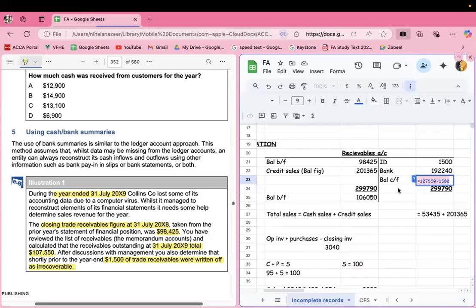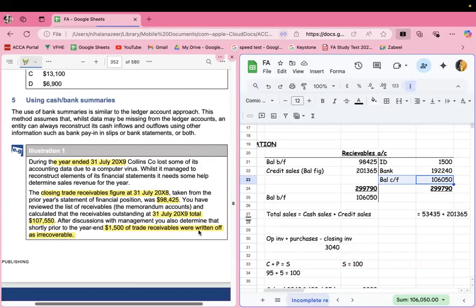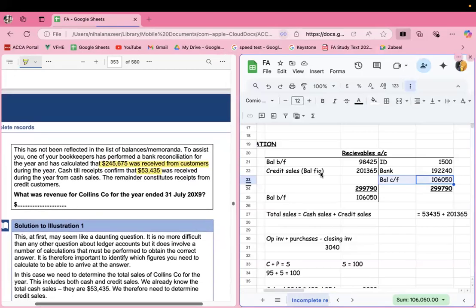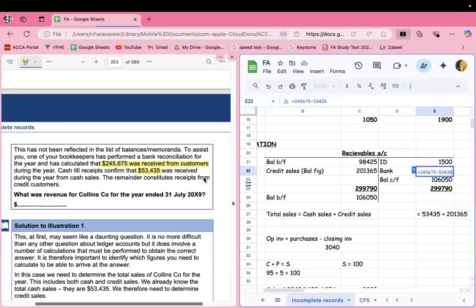Because it must not include ID. Otherwise, the accounts is wrong, right? Because you won't get 1,500 with it, right? So, you have taken 106,050. Clear? And at the bottom, it is also given to you that you have received this from customers. That is 245,675, right?